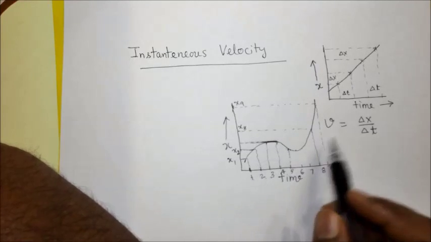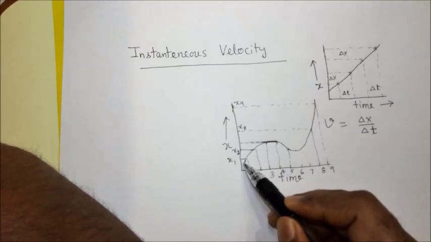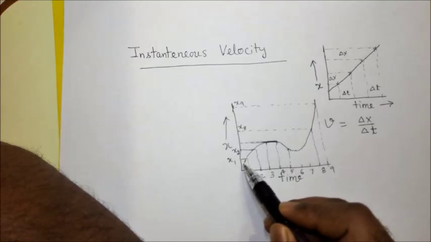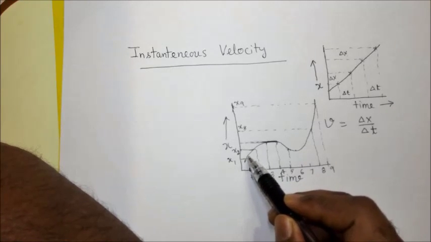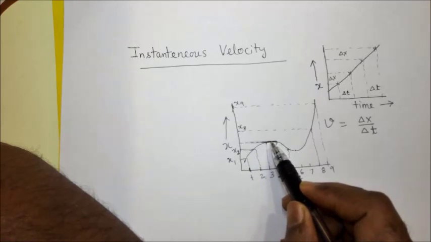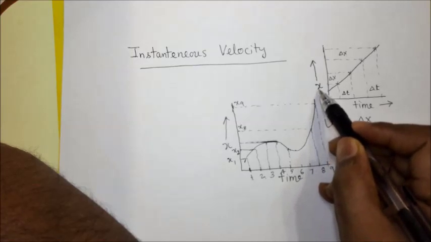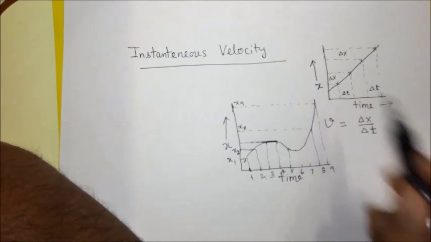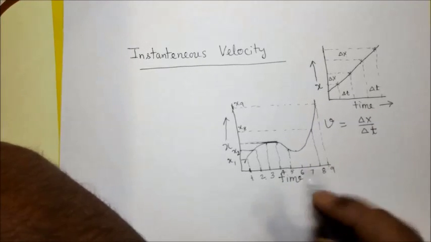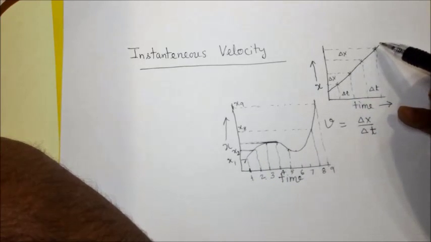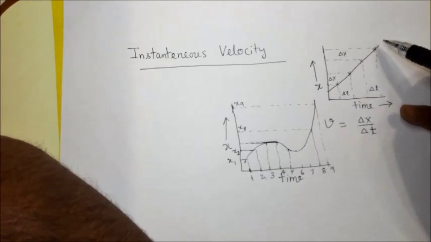So if you see this graph, the velocity is always changing. Sometimes slow velocity, zero velocity, negative velocity, and positive velocity is increasing here. Alright, this is not a straight line graph. If it is a straight line graph, the velocity is always constant.